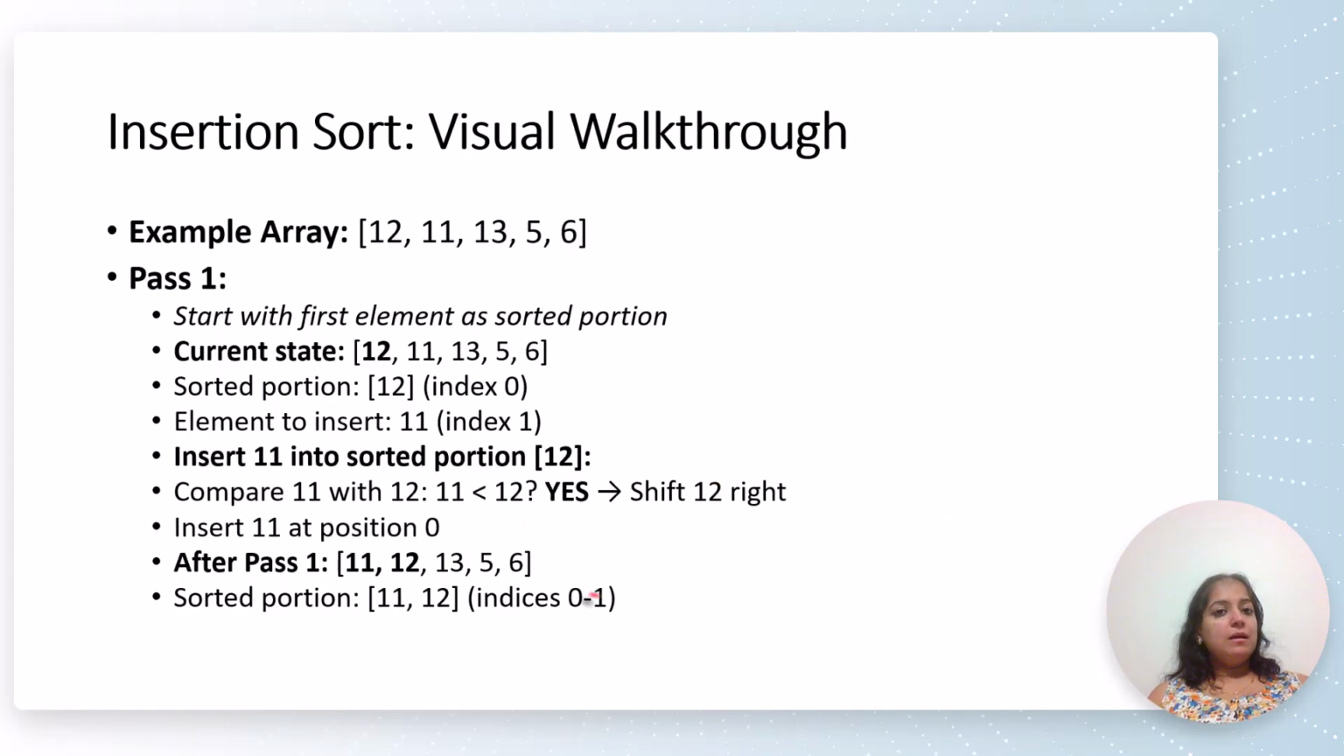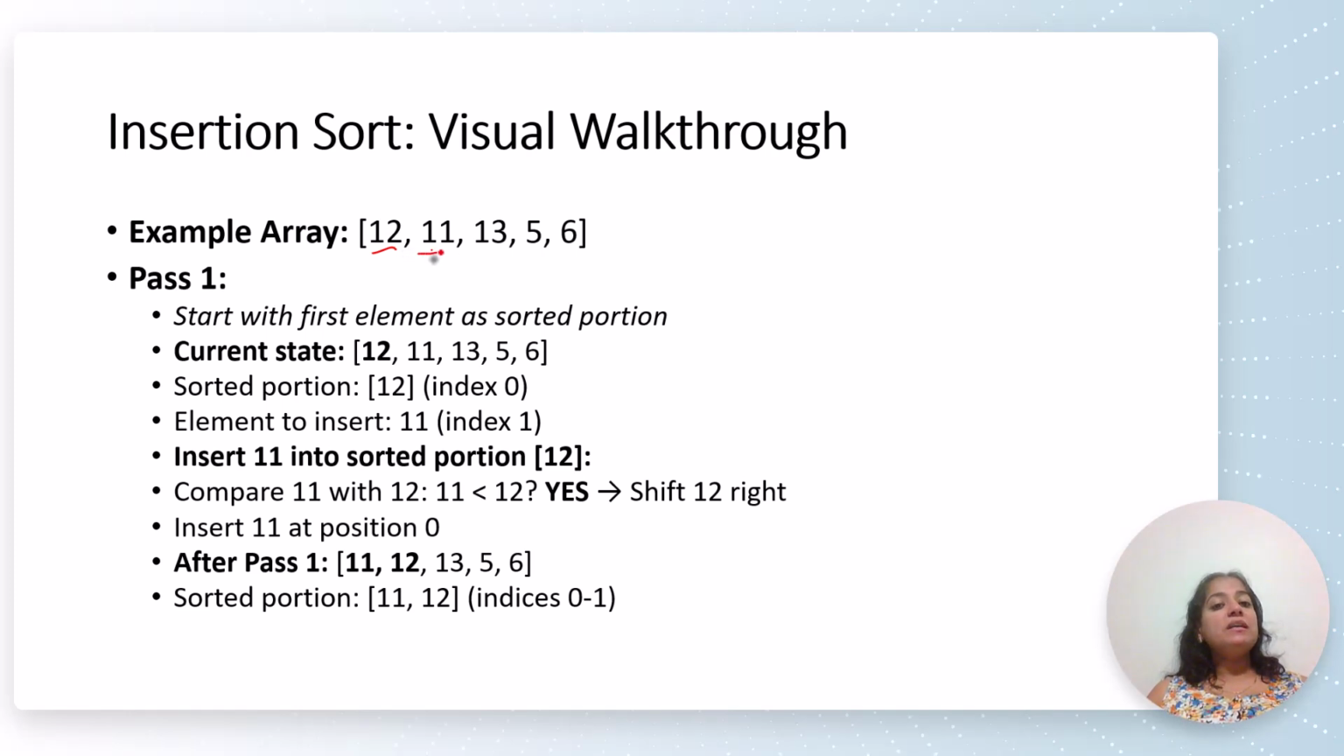For example, the array elements are 12, 11, 13, 5, 6. So in insertion sort, always remember that we assume that our first element is at its correct position. So we always start with the second element, right?